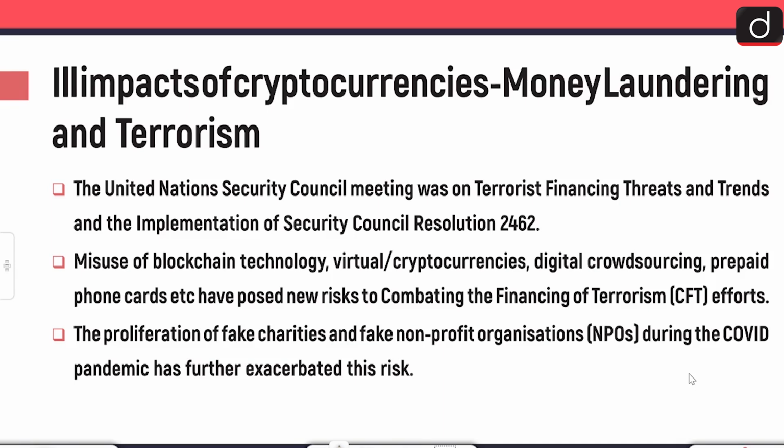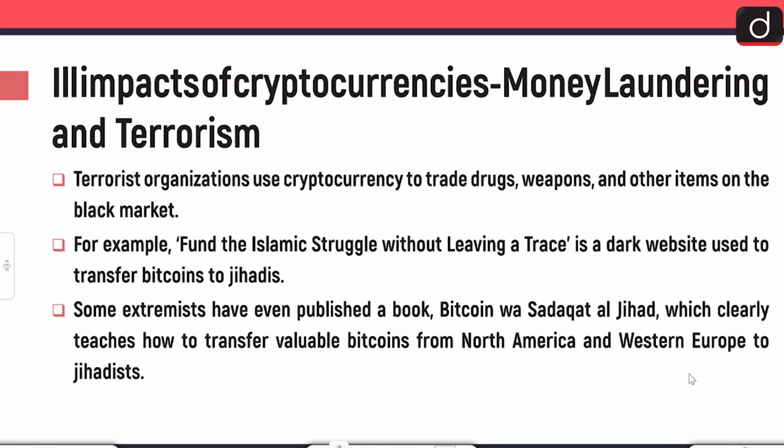So if we talk about the ill impacts of cryptocurrencies, money laundering and terrorism are the front runners. The United Nations Security Council met last year on terrorist financing, threats and trends under the implementation of Security Council Resolution 2462. Certain issues were flagged by India, such as misuse of blockchain technology, virtual cryptocurrency, digital crowdsourcing, prepaid phone cards, etc. They have posed new risks to efforts to combat the financing of terrorism. And the proliferation of fake charities and fake NGOs during COVID-19 has exaggerated the problem.